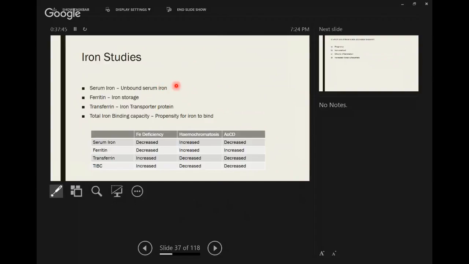So serum iron, it changes throughout the day. It's not actually that accurate. Ferritin's an acute phase reactant. It goes up with inflammation.